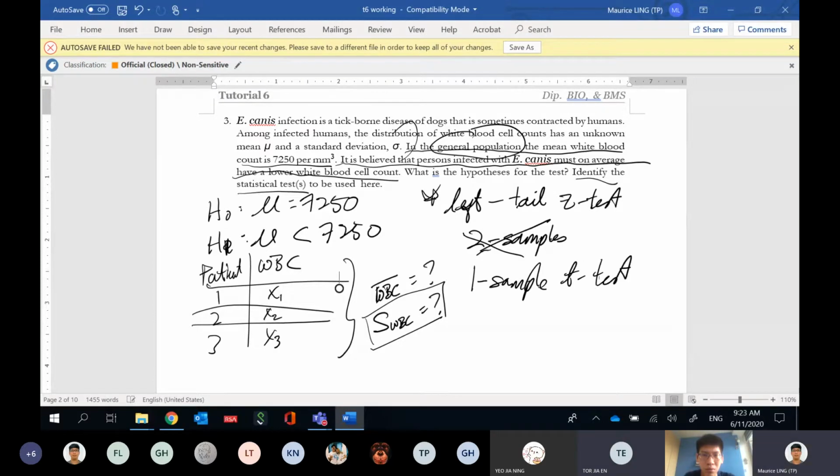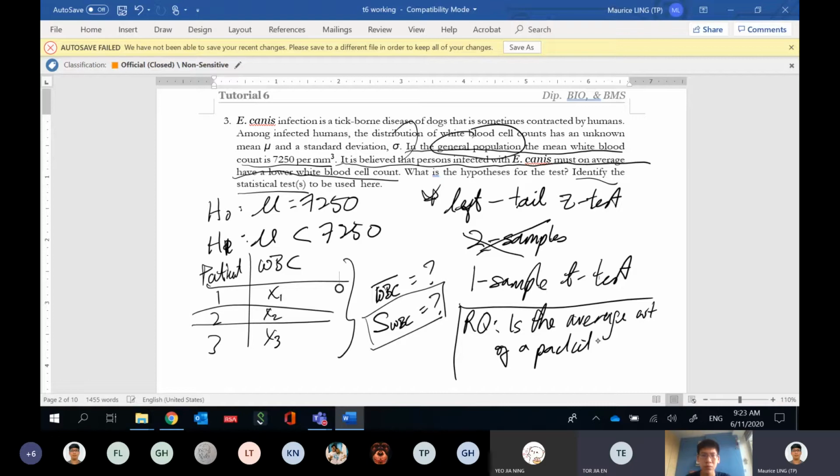Isn't this similar to what you did last week? Let's say, for example, I give you a research question that the average weight of a packet of instant noodles equals 80 grams. Isn't this the same type of question? So how do you do this type of question? This is actually your last week's tutorial, tutorial 5.